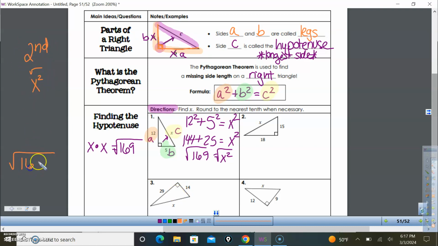So you hit second x squared. You can type 169. So your calculator will look like this. And once you hit enter, it's going to tell you that the answer is 13. So the square root of 169 gives me 13 equals x. And what that means is if we were to take 13 and multiply it by itself, 13 times 13 is 169.